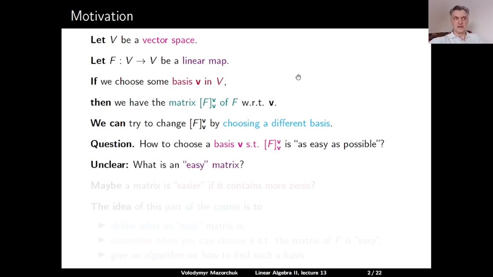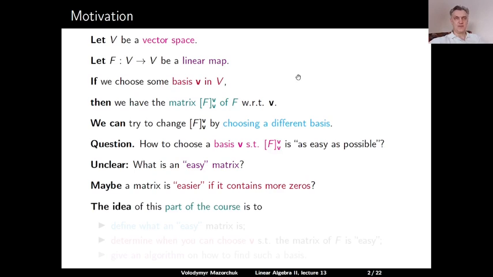Of course, it depends on what an easy matrix is. So one has first to decide what one means by an easy matrix. One possibility is that a matrix is easy if it contains many zeros. So the more zeros you have in a matrix, the easier it is. It's one possibility, but we will discuss this a little bit later during the lecture.